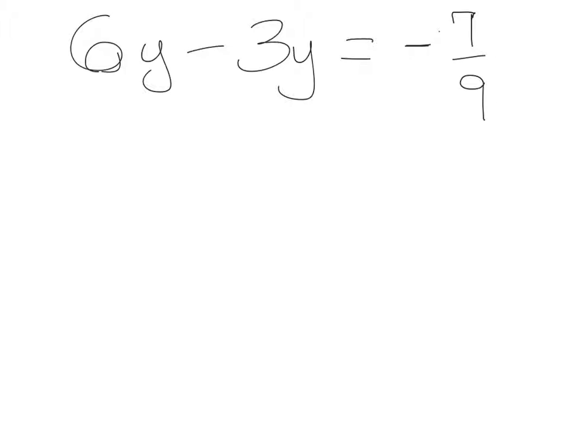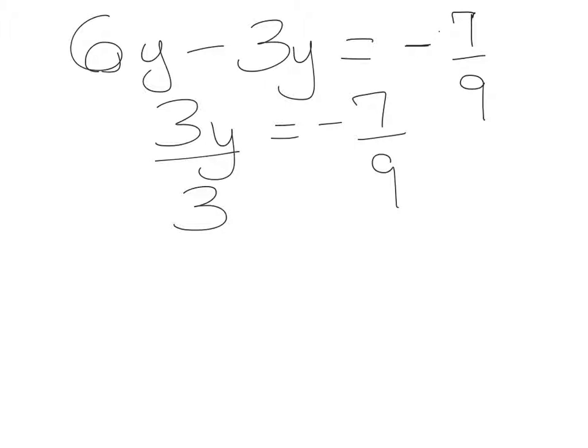6y minus 3y equals -7/9. You want to simplify first. So you've got some like terms there, so combine your like terms. 6y minus 3y is 3y. And then you get equals -7/9. Now we haven't really done anything like this yet. To get y alone, you've got to divide by 3.